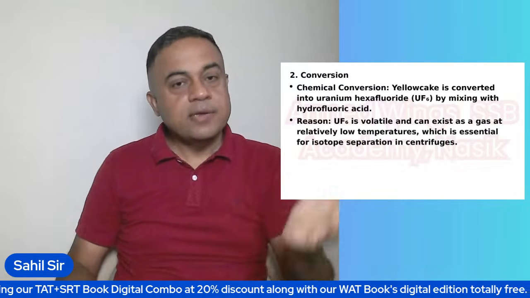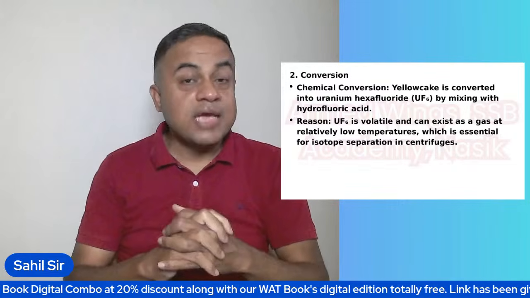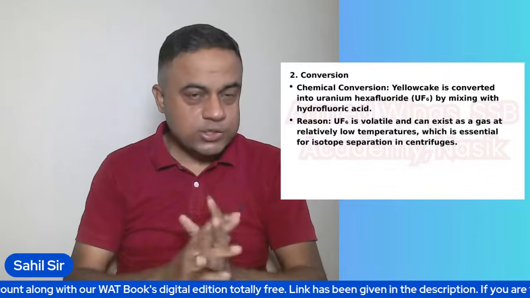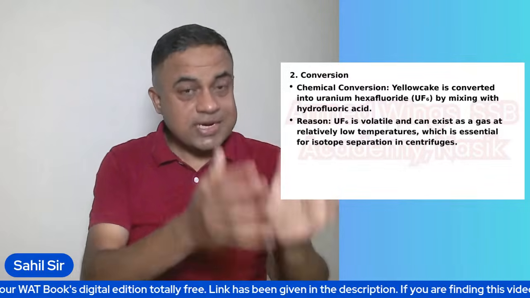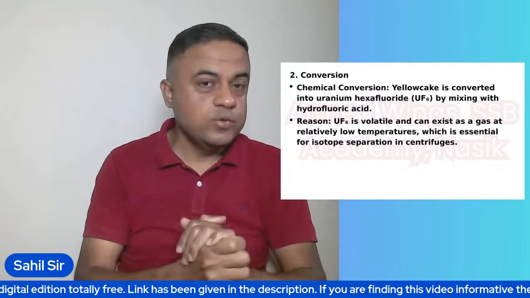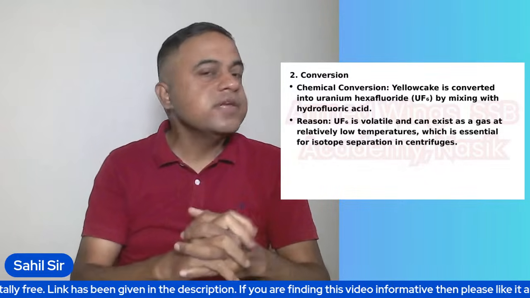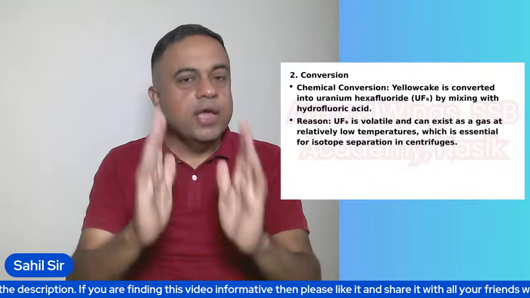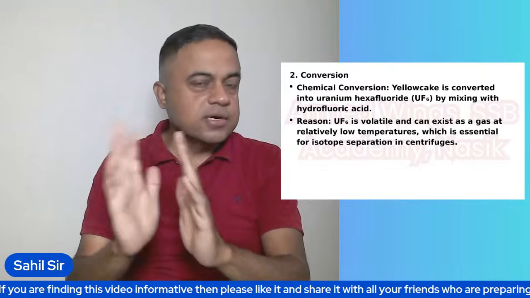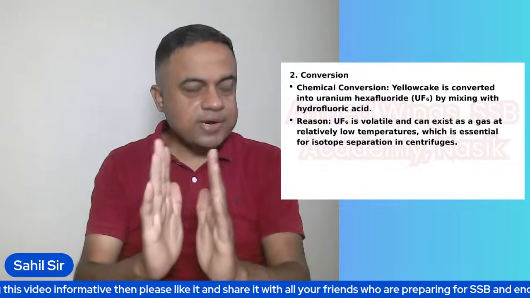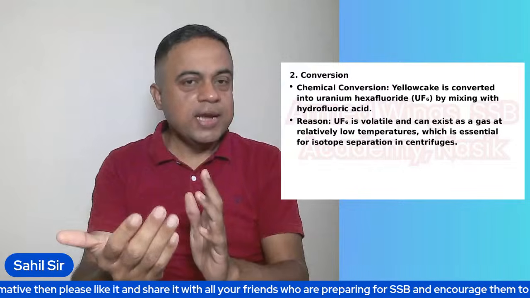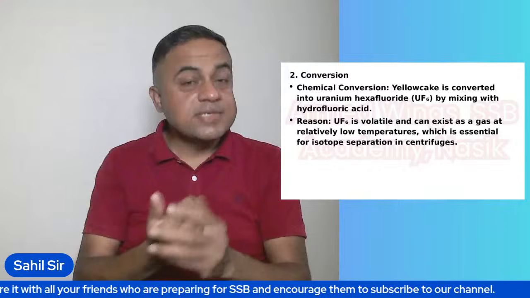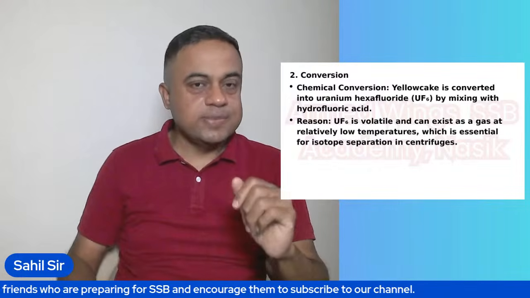And then after that, yellow cake is converted into uranium hexafluoride by mixing it with hydrofluoric acid. This uranium hexafluoride is in a gaseous state. And then this gas is funneled into the centrifuge, and the centrifuge revolves at around 50,000 to 1 lakh rounds per minute. Due to the centrifugal force generated, uranium 235, which is lighter compared to uranium 238, gets concentrated in the center, and uranium 238 moves towards the outer side. After that, the uranium 235 is suctioned out. So that is how the separation takes place.